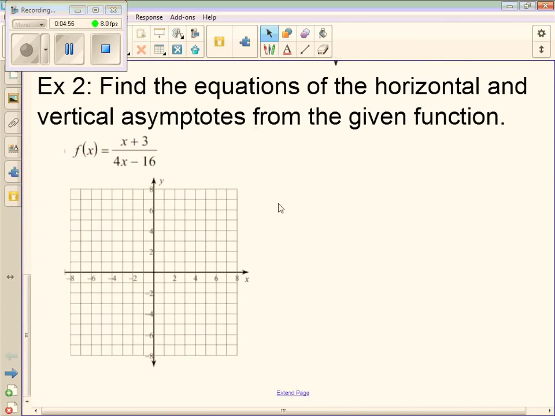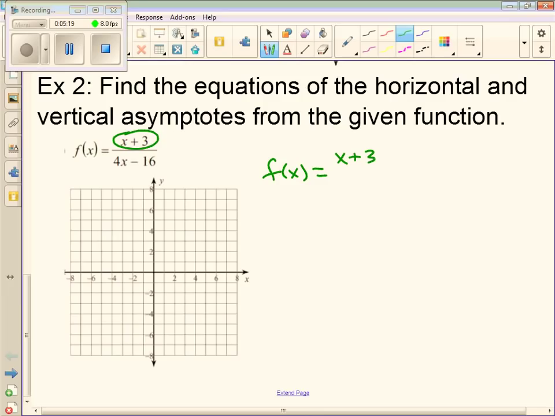And I have a graph on here, a coordinate plane. We don't need to use it. So let's look at the denominator. If we factor the denominator, this is helping us look for the vertical asymptotes. So we have f of x equals the numerator, cannot factor.